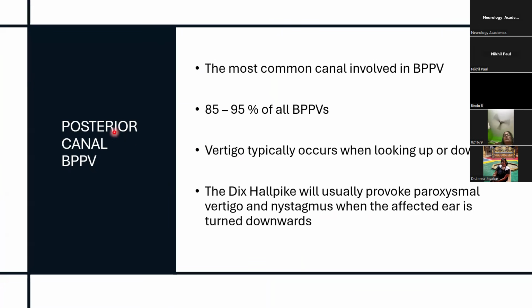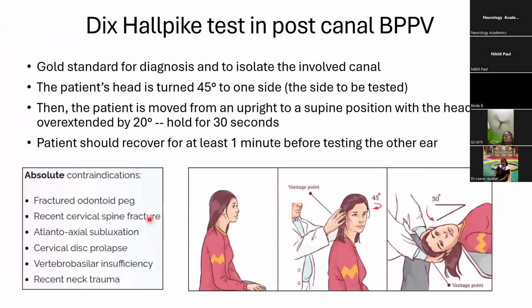So coming to posterior canal BPPV, it is the most common type, as I said earlier, up to 95%. And the vertigo typically occurs on vertical movements, upward or downwards. So Dix-Hallpike is used, and we see what the nystagmus is.